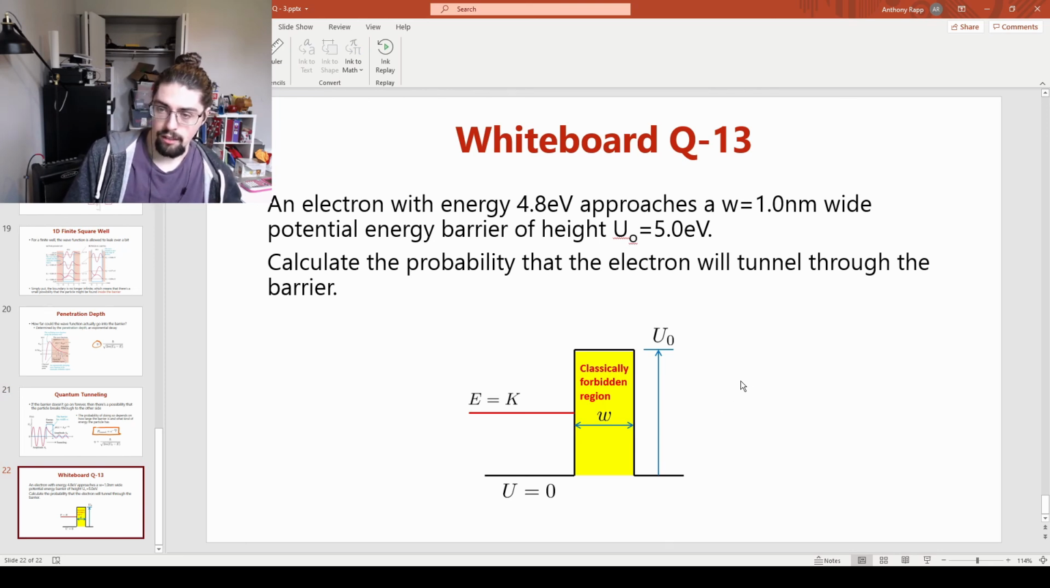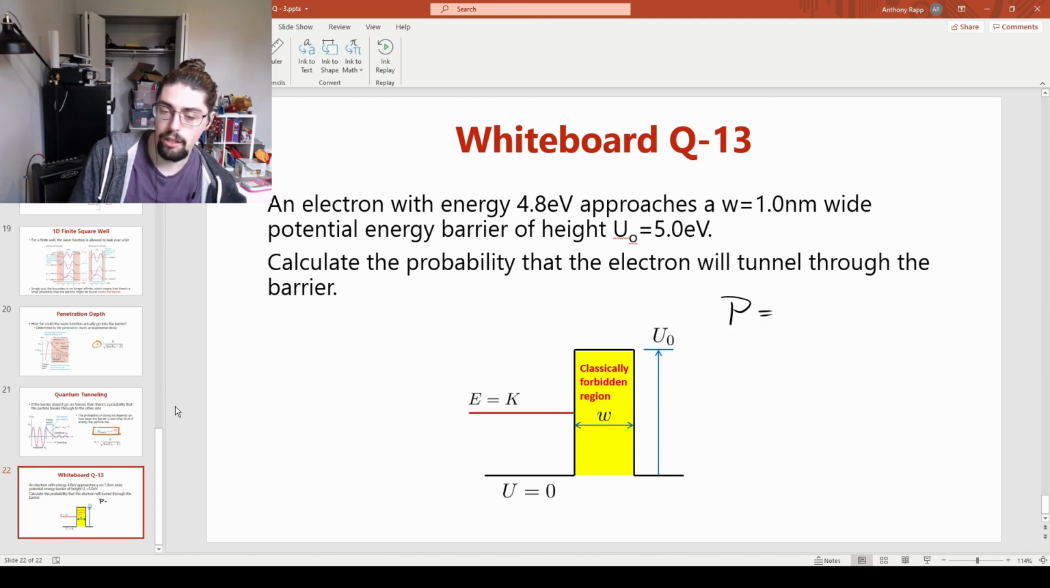If we were to take an electron that has 4.8 electron volts of energy, and it sees a 1 nanometer wide potential energy barrier with a height of 5 electron volts, what is the probability that it would go through the barrier? Let me just work through this one real fast. We're going to start towards the very end of this.